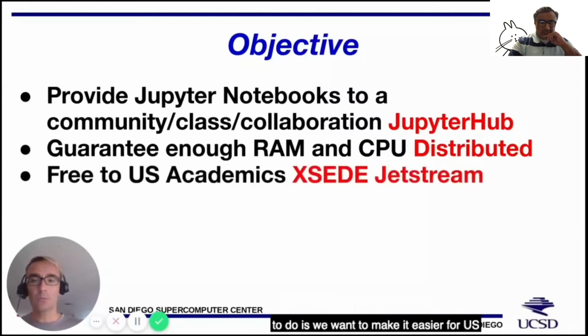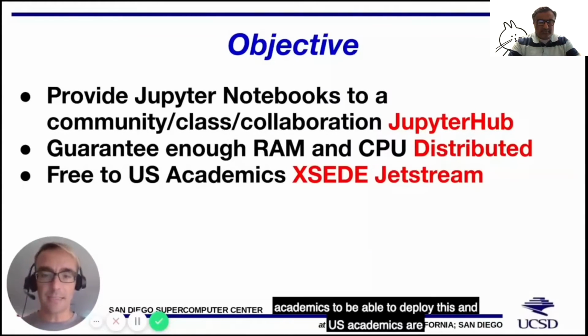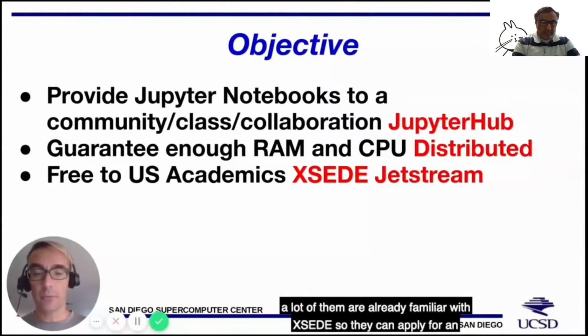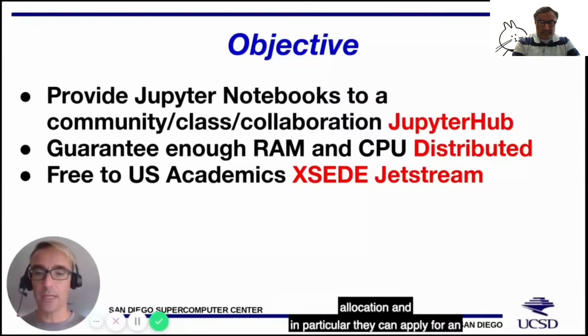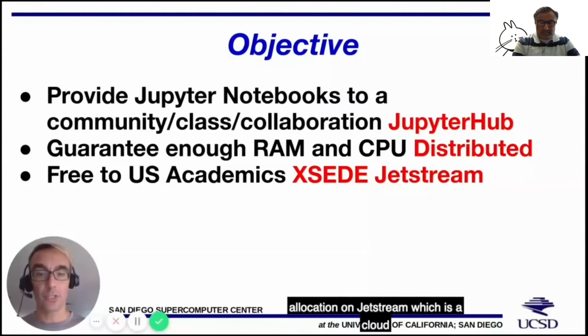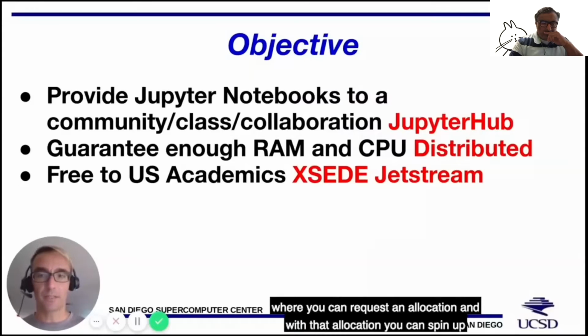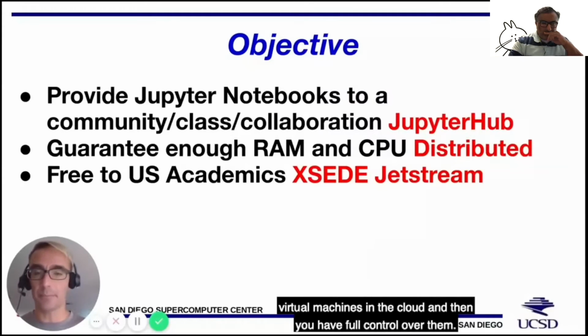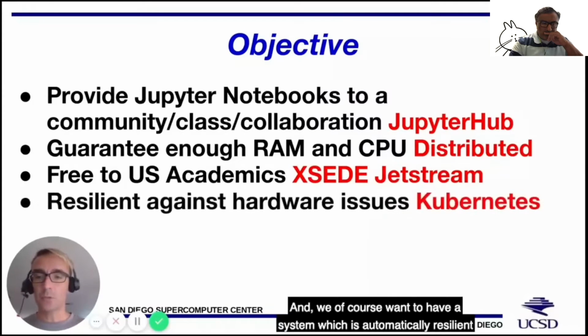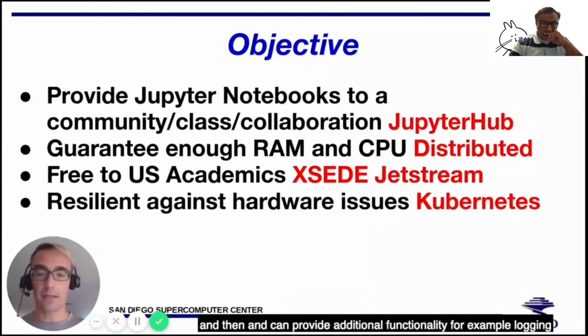And also, we want to make it easier for US academics to be able to deploy this. And a lot of US academics are already familiar with XSEDE, so they can apply for an allocation. In particular, they can apply for an allocation on Jetstream, which is a cloud resource, very much like the Amazon, Google, and Microsoft clouds, where you can request an allocation. And with that allocation, you can spin up virtual machines in the cloud, and then you have full control over them.